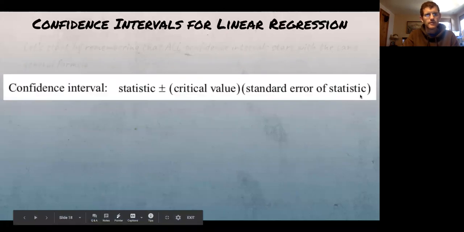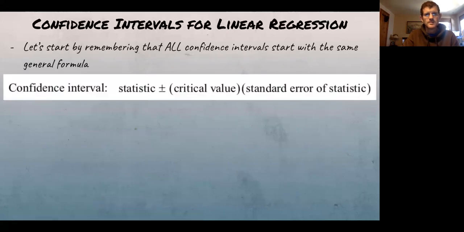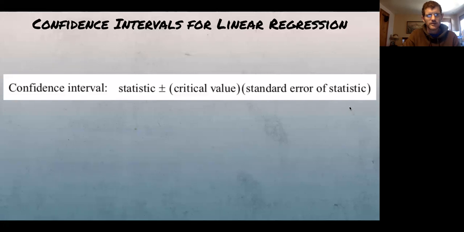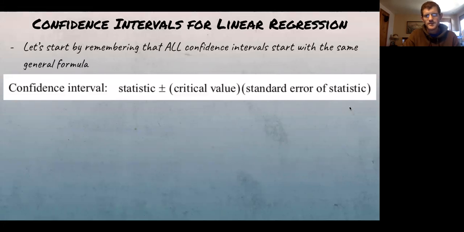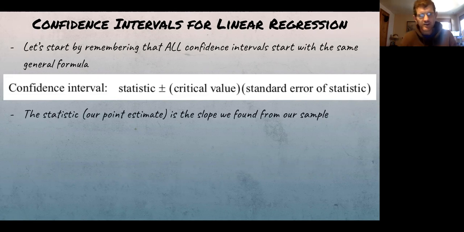Okay, so this is a starting point that we can go from with confidence intervals. We use the same formula: statistic plus or minus a critical value times the standard error of the statistic. I'm actually going to add this slide on here twice. So the statistic, our point estimate, is the slope we found from our sample. So our statistic is just going to be b.